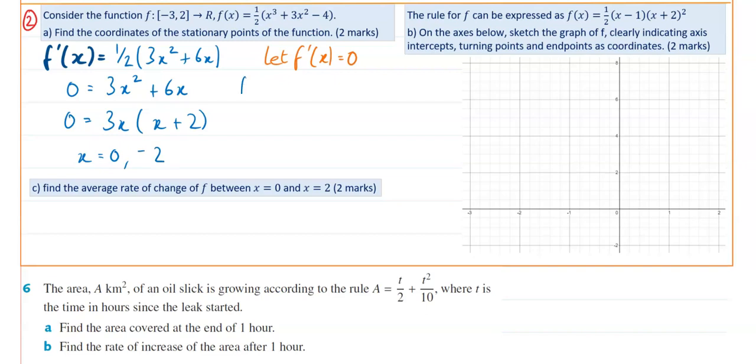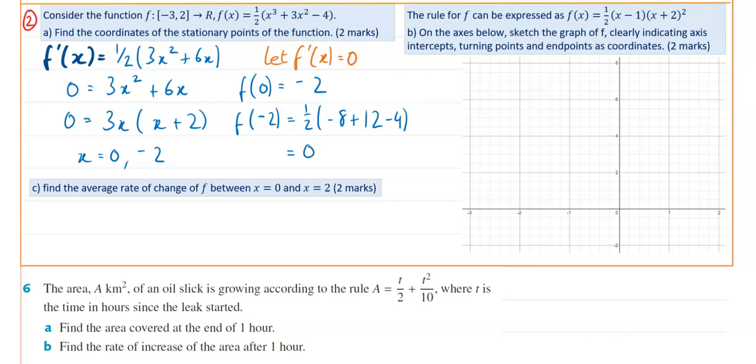I need to sub those back into the original equation, and when I do that, I come out with a half times negative 4, which is negative 2. And here, this one's a little bit trickier, so it's a half, so that's negative 8 plus 12 minus 4, and that comes out to be 0, I think. So there you go. So those are the coordinates of our stationary points.